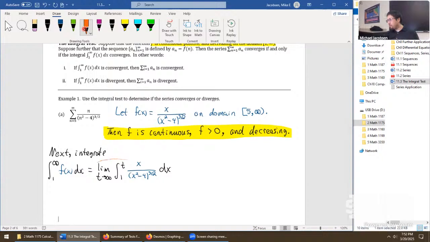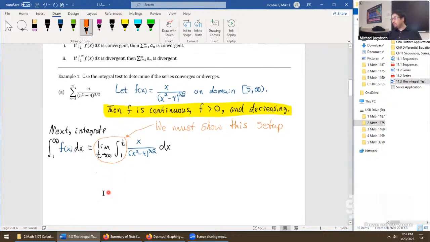And just as a comment to help when doing this in an exam, recall we must show this setup. It's not worth a lot, maybe 1 point on any problem, but it's a point that could be taken off an exam, where 1 point on an exam feels different than on homework for sure. So that's just a comment to help out with doing the problems in an exam setting.